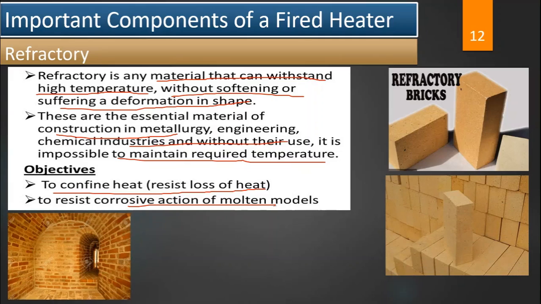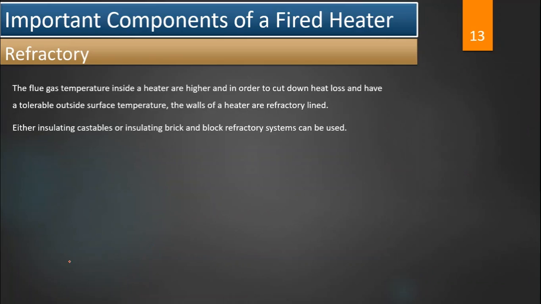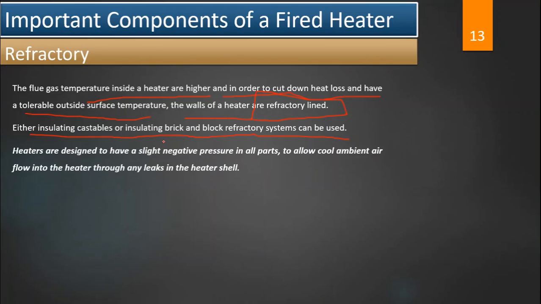These few diagrams represent how the refractories are used inside the furnace. So these are very commonly used brick types. The flue gas temperature inside the heater is high. In order to cut down the heat loss and have a tolerable outside surface temperature, the walls of the heater are refractory lined. That means we have to maintain the refractory materials on the inside surface. Either insulating castable or insulating bricks or block refractory systems can be used. We have discussed the insulating bricks earlier in the diagram.